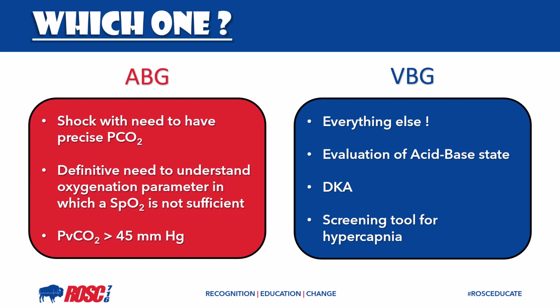As far as VBGs, I use it for everything else. It's a great diagnostic tool for evaluation of an acid-base state. We love a good VBG for DKA. It can also be used as a great screening tool for hypercapnia. And there you have it. Stop doing unnecessary ABGs. Do yourself and your patient a favor by reaching for that VBG first.